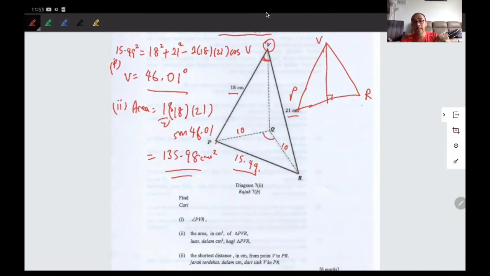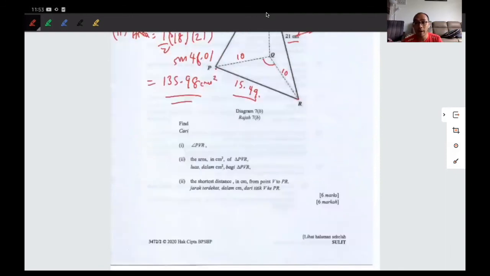Apa kita sudah kira dia punya area dalam satu cara. Okay, which is 1/2 AB sine C. We can use the formula that you learned in Form 1, okay, which is half times base times height. Because the shortest distance from the vertex daripada puncak sampai ke bawah is always the height.